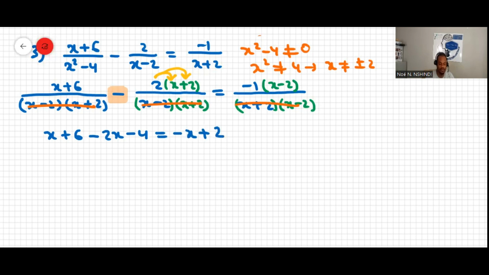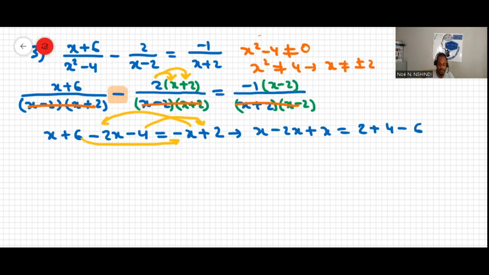Negative 2 times 2 makes negative 4, equal to negative x plus 2 again. Now we can move all the x's to one side. I can move this x to this side, and move negative 4 to that side, and also move 6 to the other side. So this will be x minus 2x plus x equal to 2 plus 4 minus 6. Now let's see. This makes 0, and that also 0.